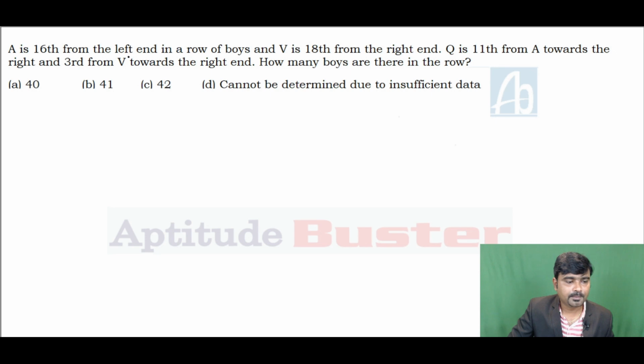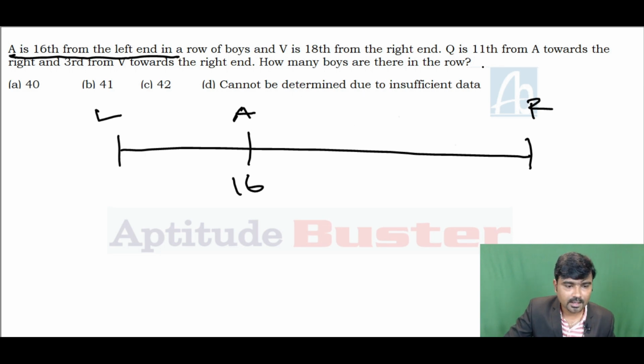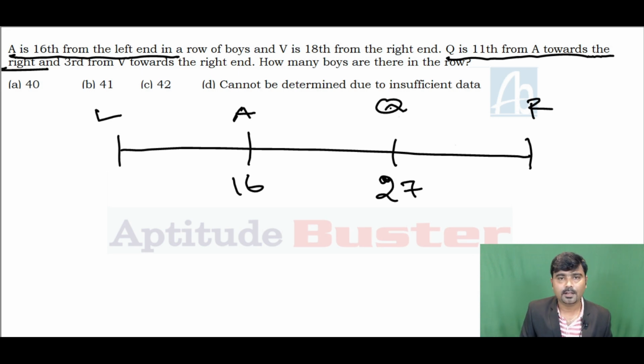A is 16th from the left end in a row of boys and B is 18th from the right end. Q is 11th from A towards right and 3rd from B towards the right end. How many boys are there in a row? That's the simplest question. Write like this. This is the left end, this is the right end. First one, A is 16th from left end. Just to draw A here. A is 16th from left end. And next fill Q. Q is 11th from A towards the right. 11th from A means Q should be 27th position from the left end.